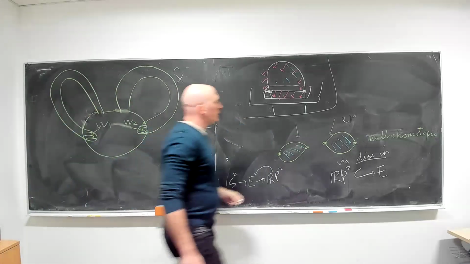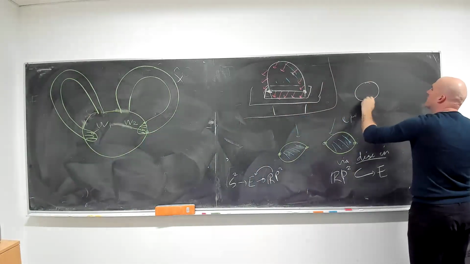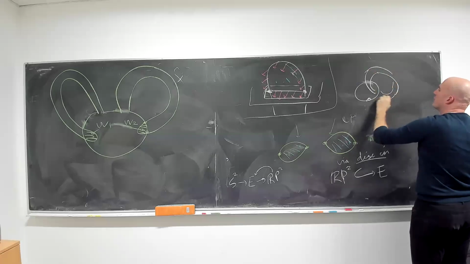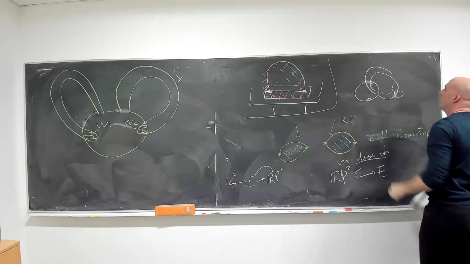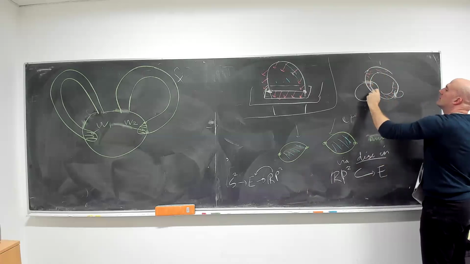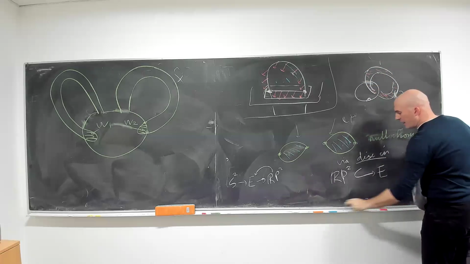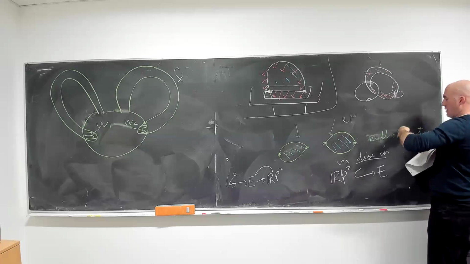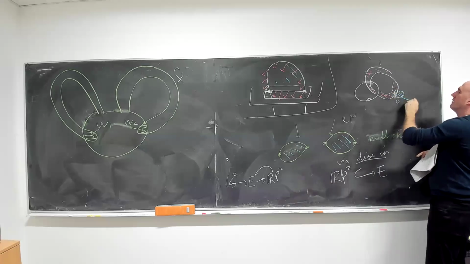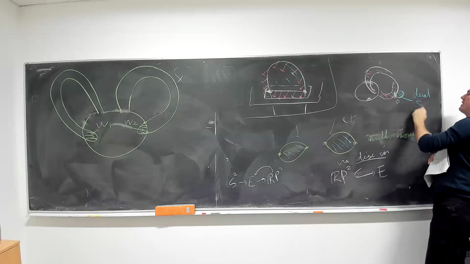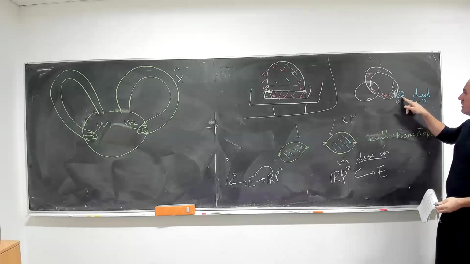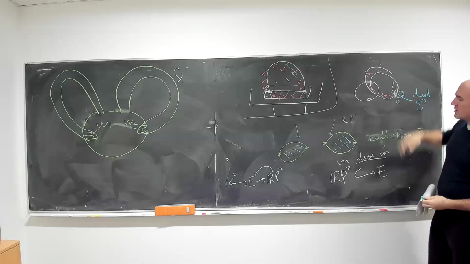And then I just erased the picture, but if we think about the picture of E again, then the RP2 that's sitting here also comes with a dual 2-sphere. So this thing here gives me a dual S2. And this dual S2 is framed and embedded. So it's really useful. And it intersects this RP2 exactly once.